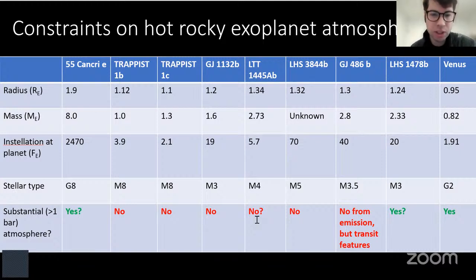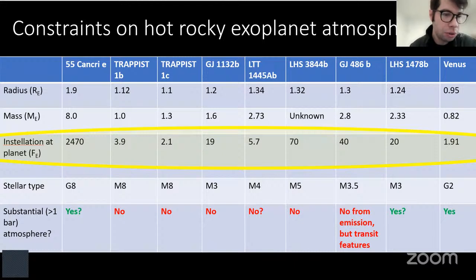And so, with a few exceptions that we'll talk about later, at a quick glance, this is pretty bleak, right? A lot of these objects that we've looked at so far, with thermal emission observations with JWST, don't seem to have substantial atmospheres. But it is really important to note that when you look at the bolometric insolation received by these objects, for the most part, these are really hot rocks. These are not true Venus analogs. These are things that receive insolation comparable or much greater to Mercury.